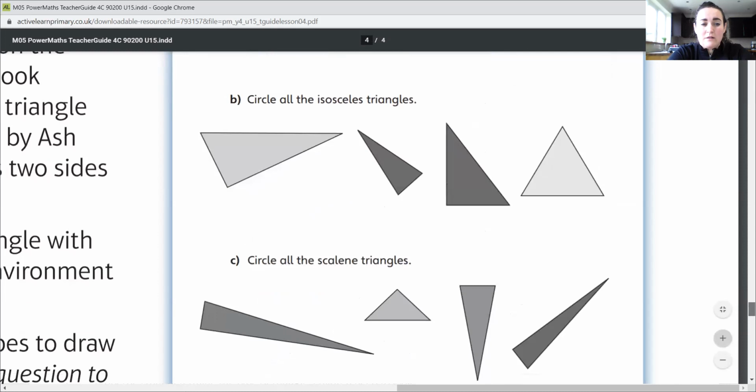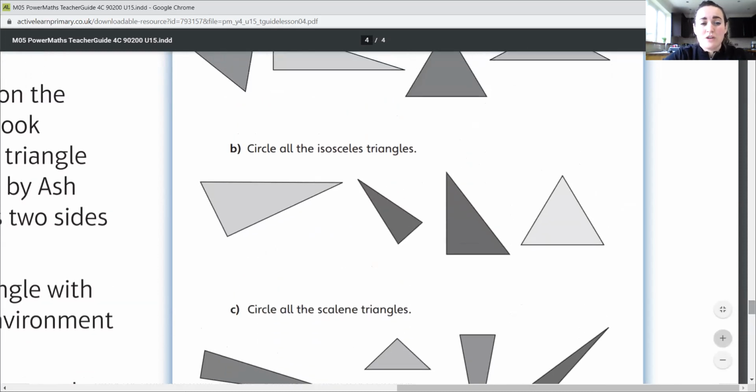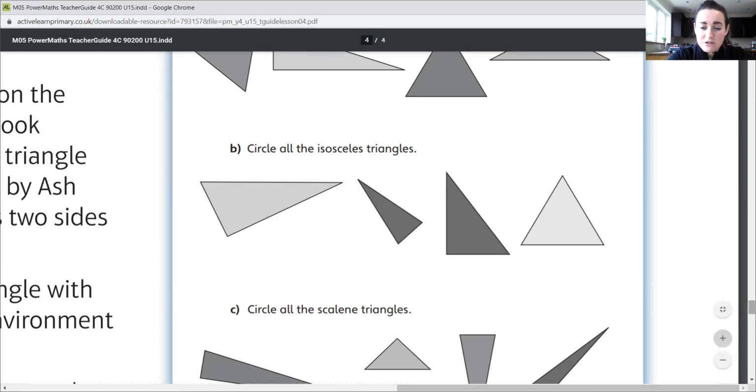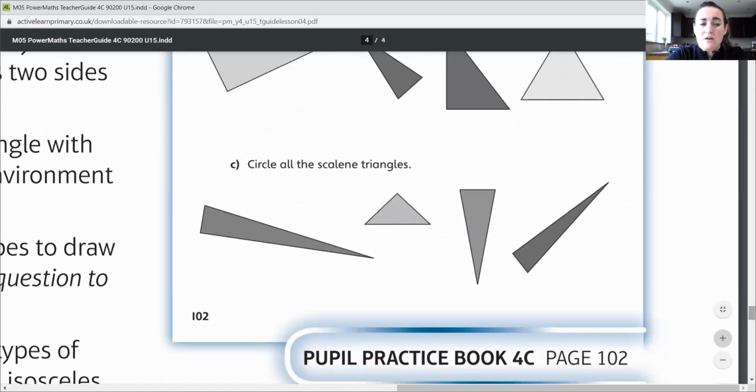Then question B, same again. This time you're just going to circle the isosceles triangles. This is just making sure that that knowledge of identifying what is an equilateral, isosceles, and a scalene is going in. So just a reminder that an isosceles has two sides and angles that are the same, one that is different. And then the scalene triangles in question 1C, all angles and all sides are different measurements. So can you circle all of those? By the time you finish question 1, you should have identified an equilateral, scalene, and an isosceles.